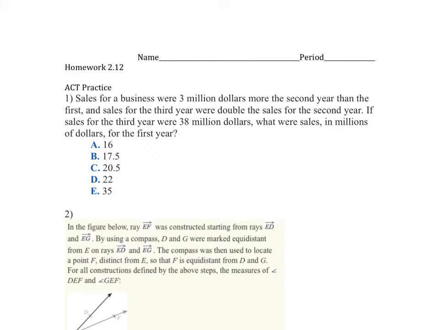Unfortunately, we don't know the first one. So whatever the first year is, that's kind of a question mark. The second year, it says, is $3 million more than the first. So that's kind of like some number plus 3. And then the third year is double whatever we had the second year.